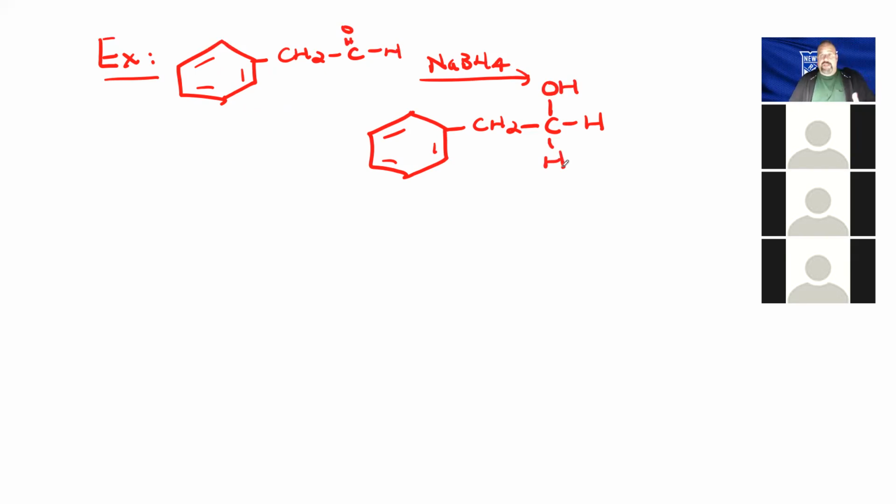And essentially from the aldehyde, what type of alcohol have you generated here? You've generated a primary alcohol because the OH-bearing carbon has one other carbon attached to it. So you've generated a primary alcohol as your product. Okay. Let's do one more example.